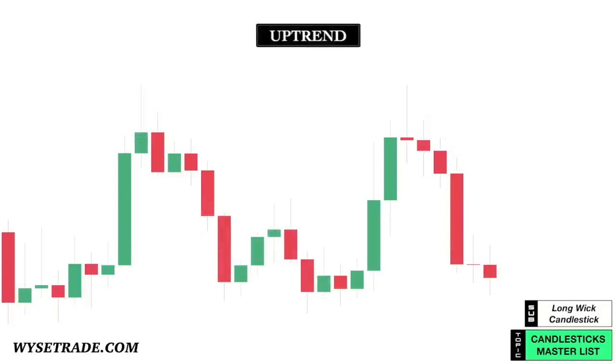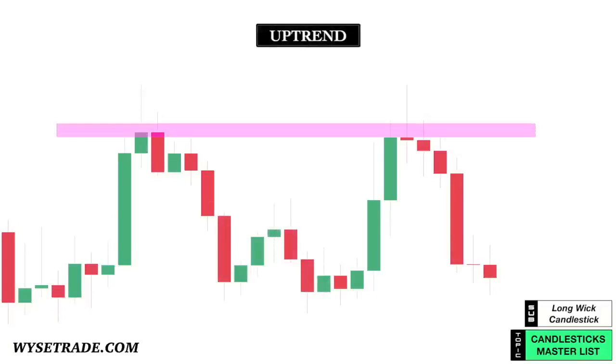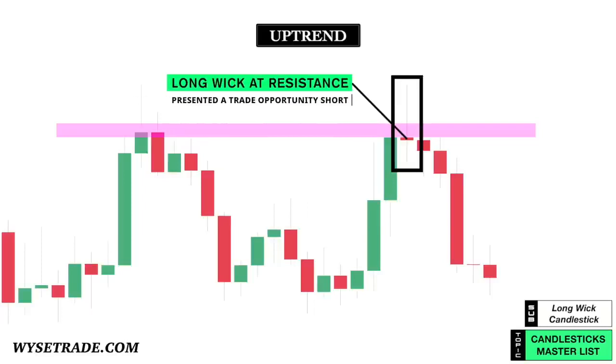Starting in an uptrend, first, price came up, hit and reversed, giving you your key level of resistance. As price came back up, you had a perfect long wick candle form right at the key level of resistance, which presented a trade opportunity short.